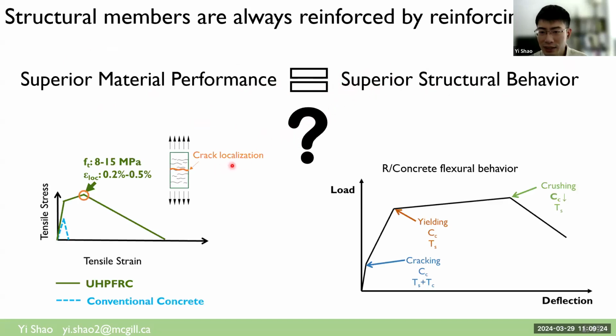So in the next discussions, we'll always refer to the material behavior of UHPC we just briefly reviewed, and then think about how it will change the traditional reinforced concrete flexural behavior that we have learned so far, which includes a cracking point, yielding, and crushing point of reinforced concrete behavior. So we'll talk about how the unique UHPC material behavior may alter the classical flexural behavior of reinforced concrete.